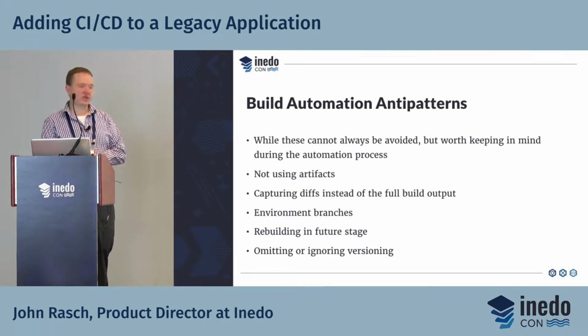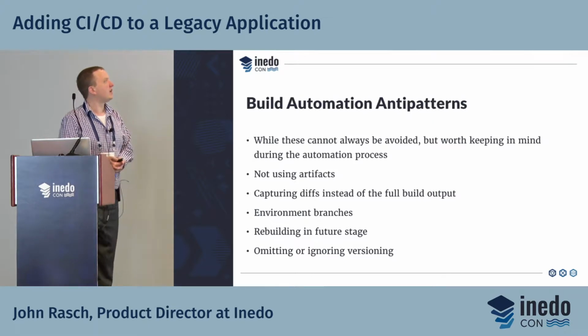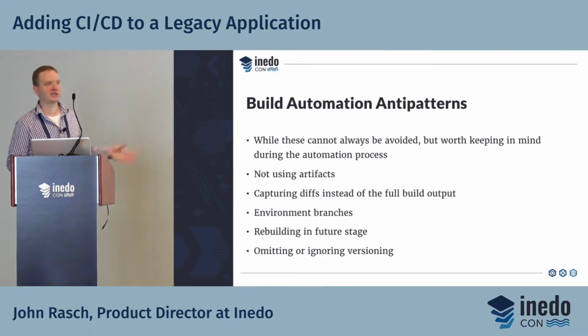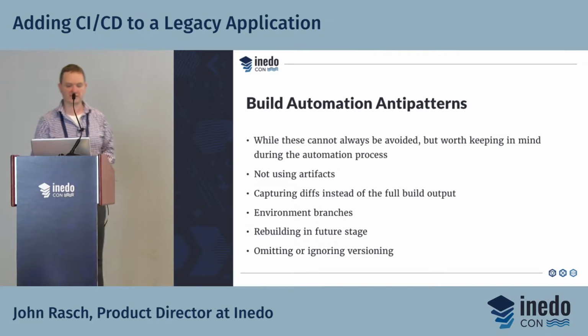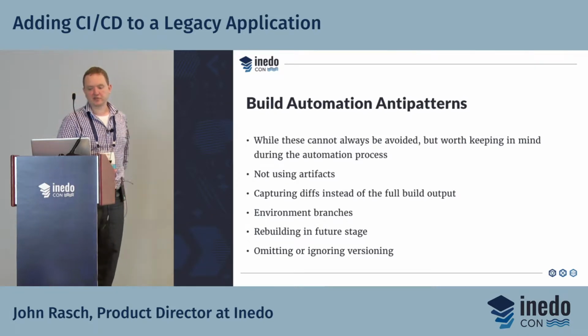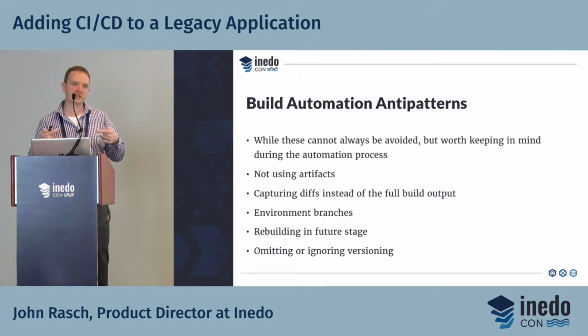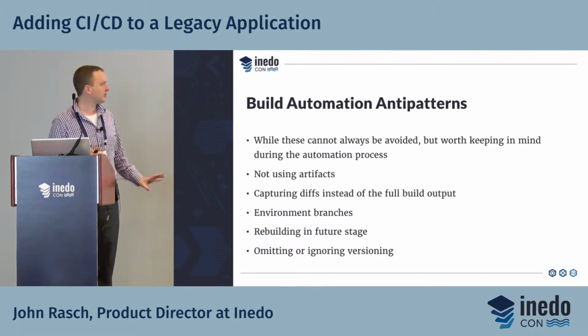So, some build automation anti-patterns to be aware of. While these cannot always be avoided, they're worth keeping in mind during the automation process. Not using artifacts is a huge one. Pulling things directly out of source control and then putting them on disk is very error prone and very risky. Capturing diffs instead of the full build output. Like someone mentioned doing partial deployments, how they can collide over each other. Definitely don't want to be doing that.